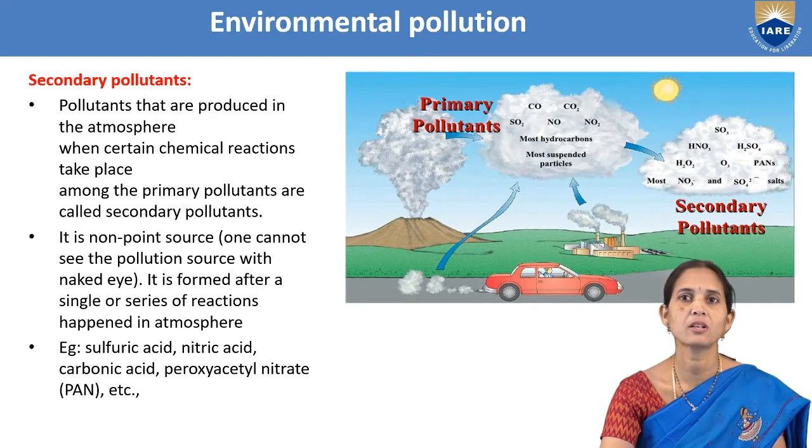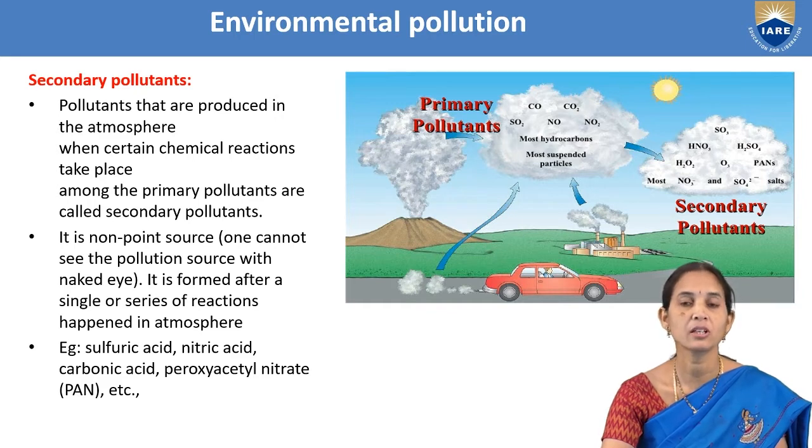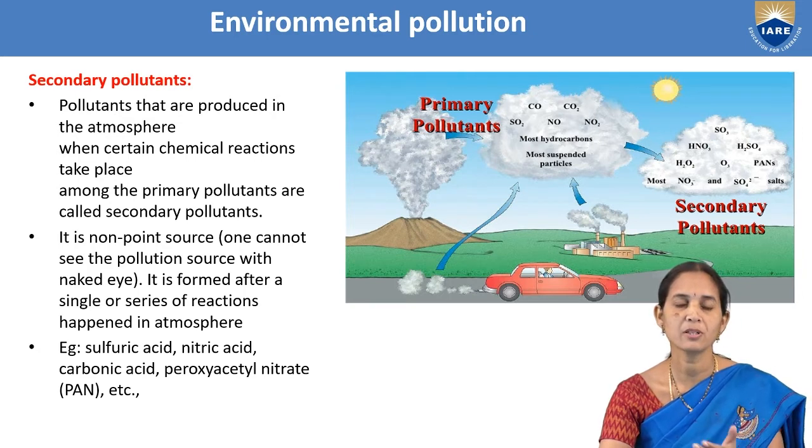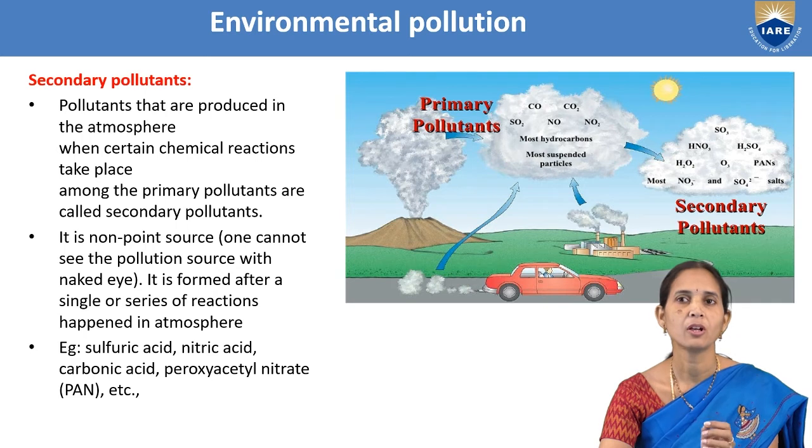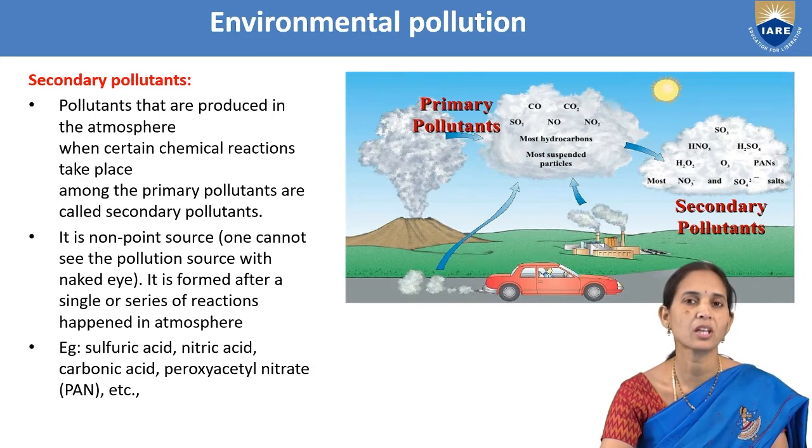And secondary pollutants are produced in the atmosphere where certain chemical reactions take place among the primary pollutants. Means what happens here? When primary pollutants are in the air, a chemical reaction takes place between these primary pollutants and the oxygen present in the atmosphere. So chemical substances are formed in the air, and that also leads to air pollution.